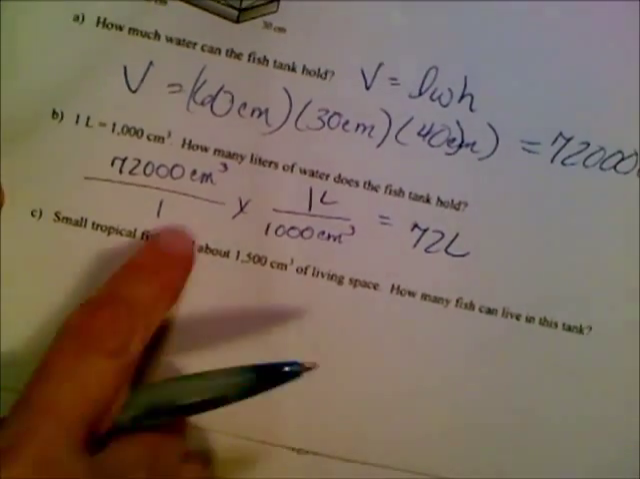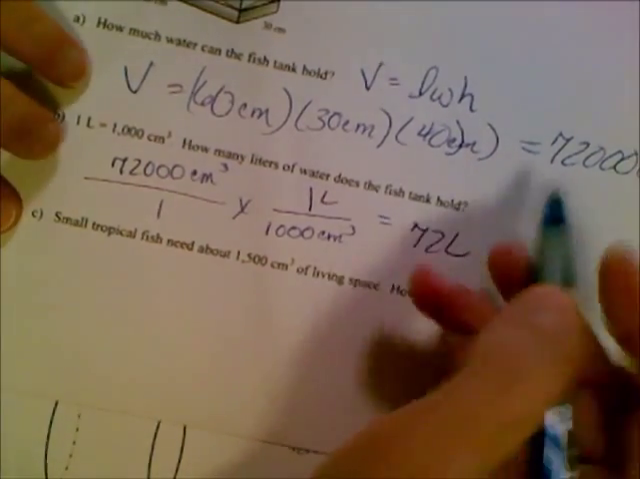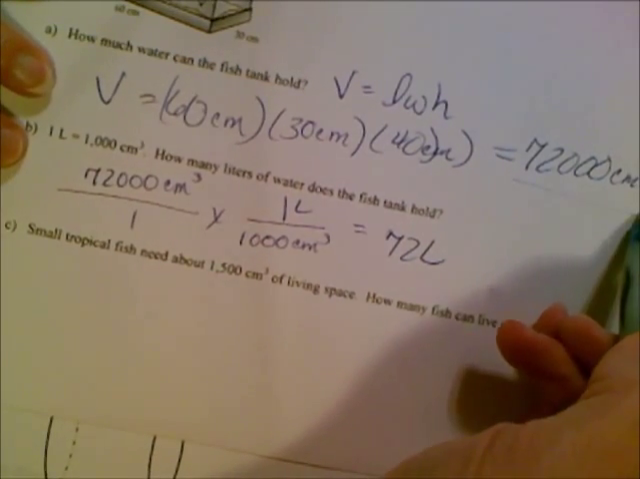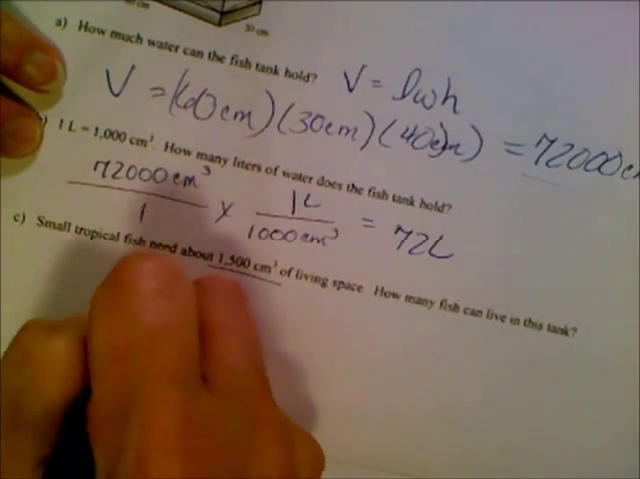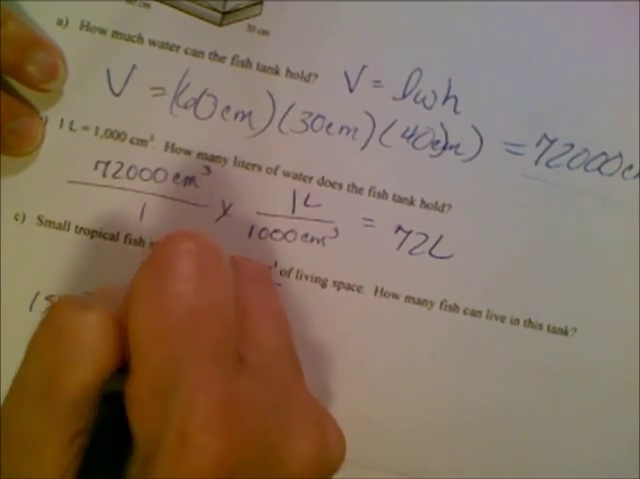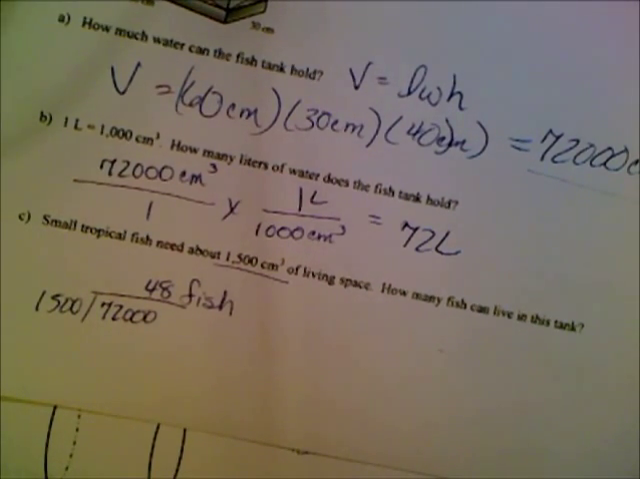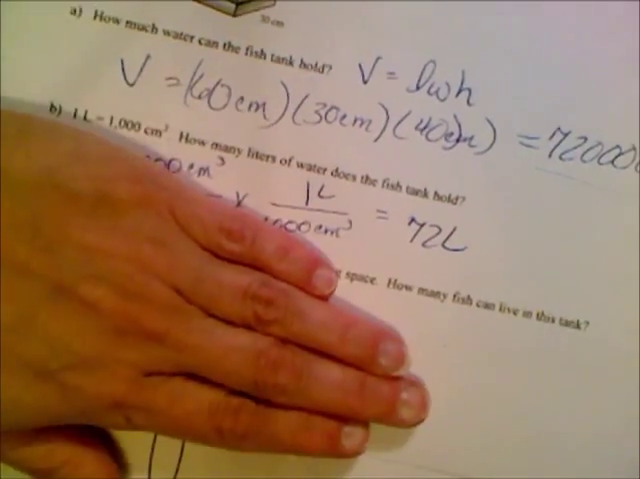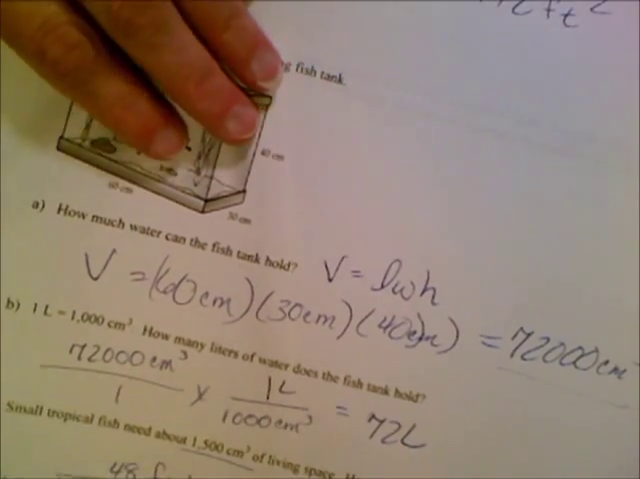If a small tropical fish needs this much space for living, how many fish can live in the tank? I have 72,000 centimeters cubed. Each fish takes this much room, so I'm going to take 72,000, divide it by 1,500, and I come up with 48 fish. I can put 48 fish in the tank. And so you would need to write each of these answers in complete sentences to make sure that you explain what your answers are. All right. Number 35.